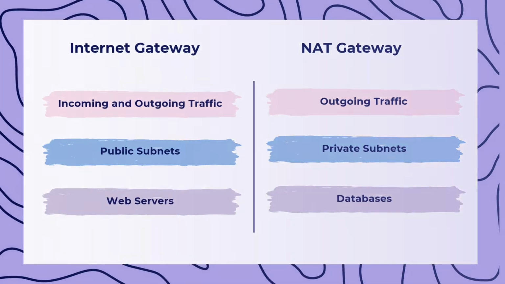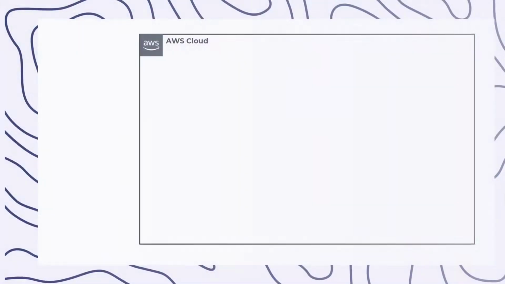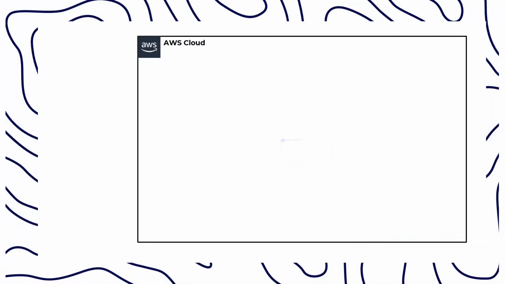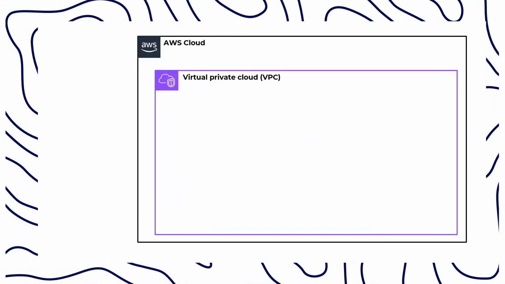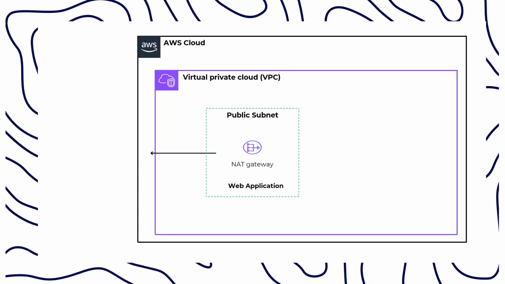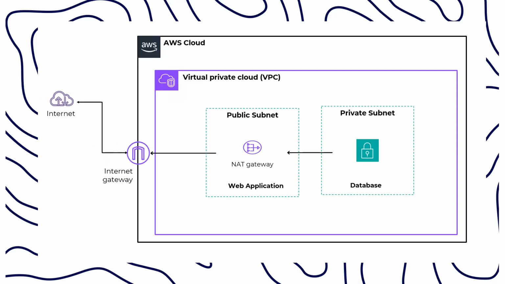Imagine you are deploying a web application on AWS. You'd set up a VPC with both public and private subnets. The web servers would sit in the public subnet so they can handle requests from users on the internet. Meanwhile, your database would sit on the private subnet, completely isolated from external traffic. The web servers communicate with the database internally and use a NAT gateway to allow the database to download software updates without exposing it to outside threats.